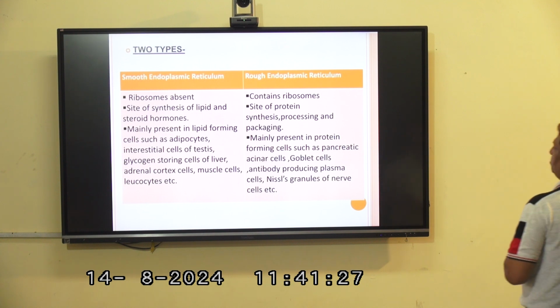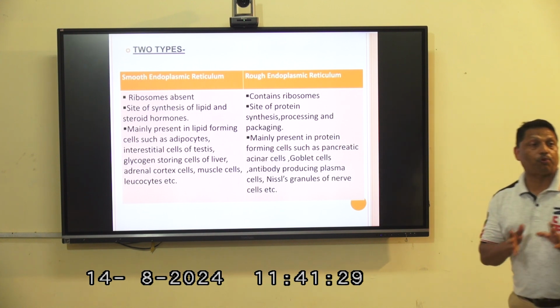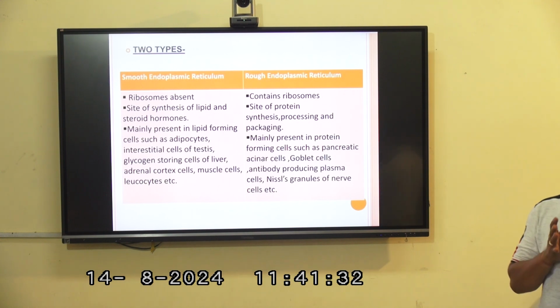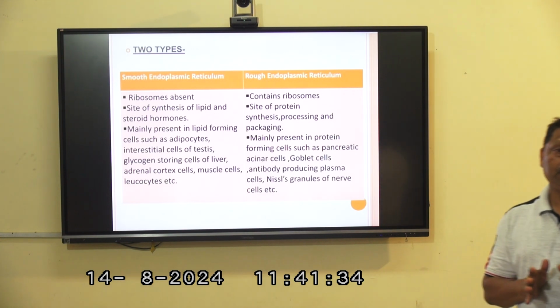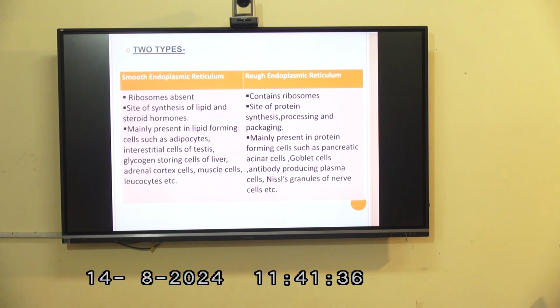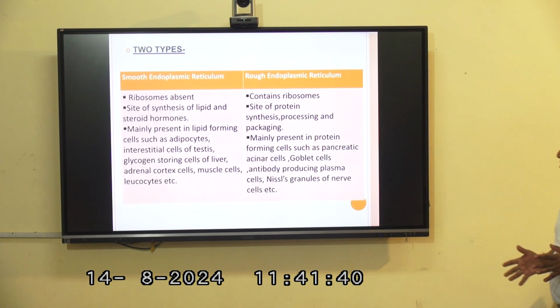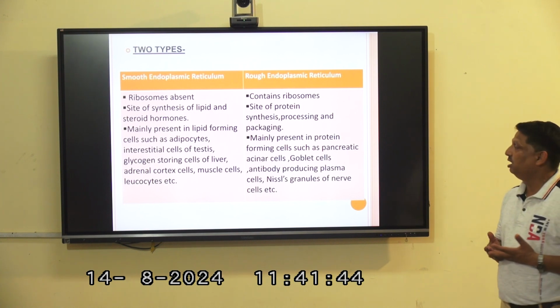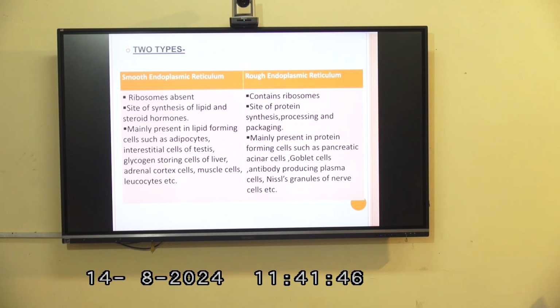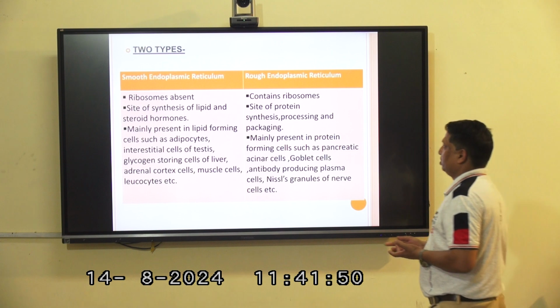Likewise, the rough endoplasmic reticulum is mainly present in protein-forming cells. This is the main important distinguishing factor we should not miss. That is, they are mainly present in protein-forming cells, just like pancreatic cells, goblet cells, antibody-producing plasma cells, and granules from the nerve cells, etc.